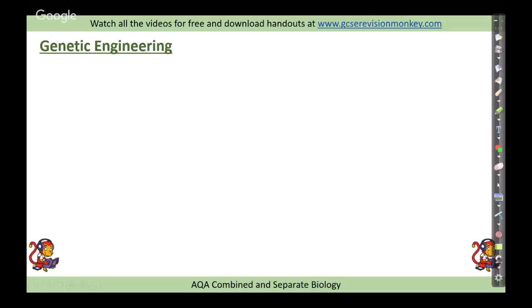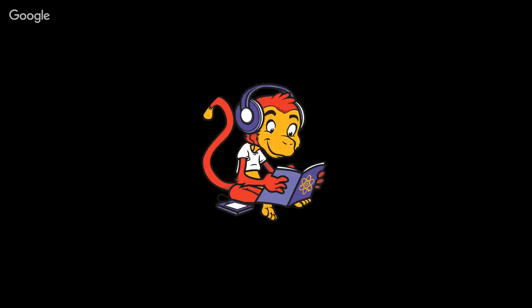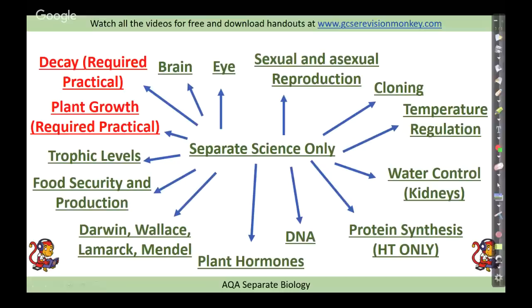But we will focus first on the required practicals, and I will go through those for you in this video. So for separate scientists, as well as random sampling organisms using quadrats and transects, and the reaction time combined practicals, you will also need to be aware of a decay required practical and a plant growth required practical.